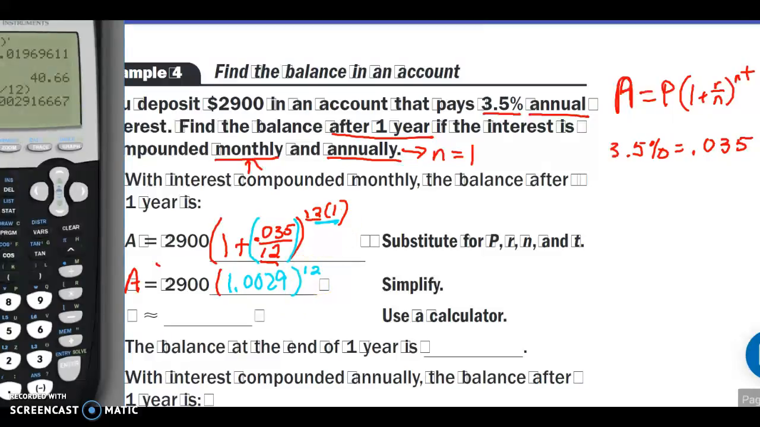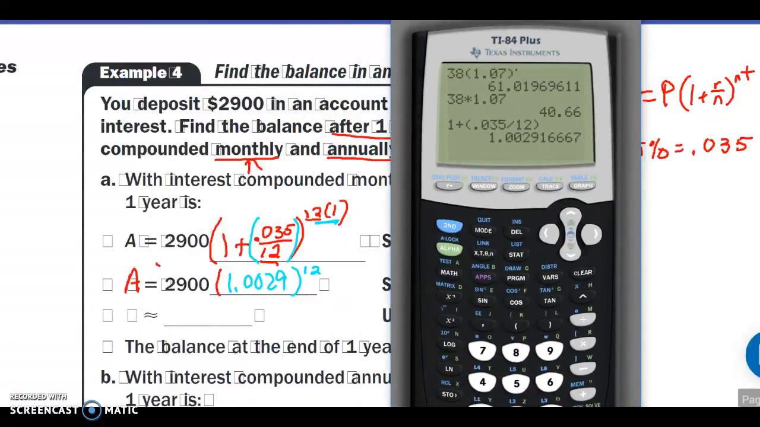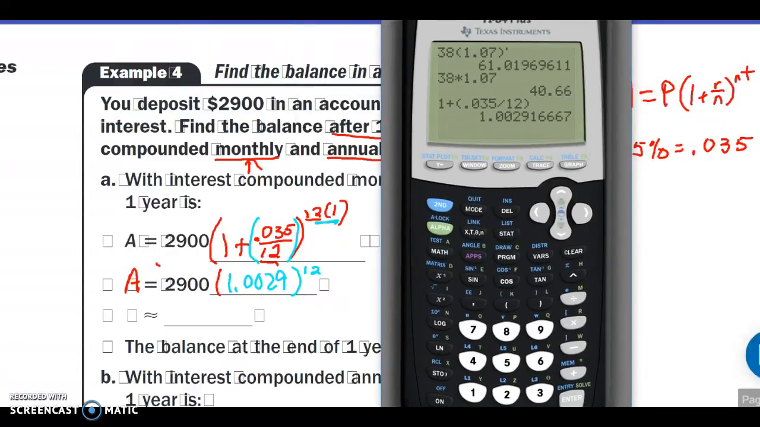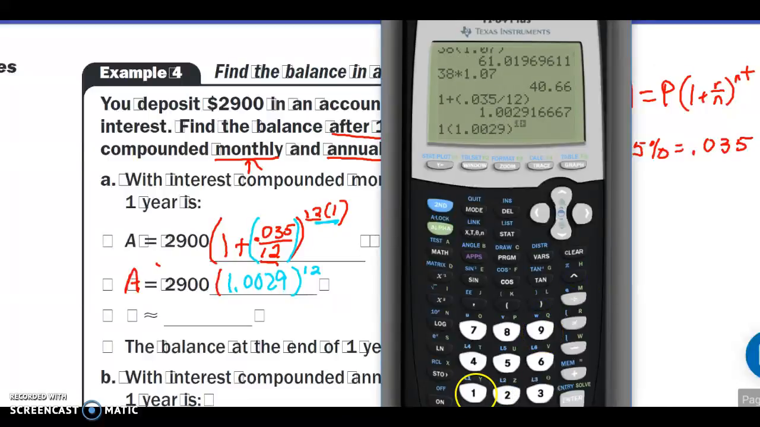Now we're going to put that in the calculator. I'm going to see if the calculator will let me move it. There we go, that's better. Okay, so then we'll have 1 parentheses 1.0029, close the parentheses, to the 12th power. And so we're going to have, oh, that was crazy. I did a silly thing. I forgot to put 2,900. Okay, I apologize once again. I cannot back this up.